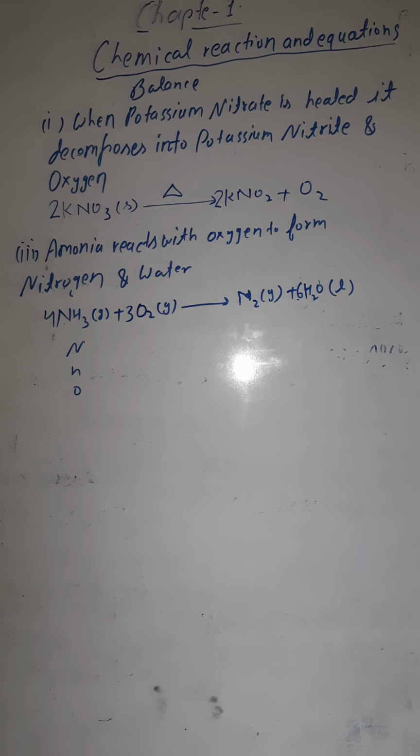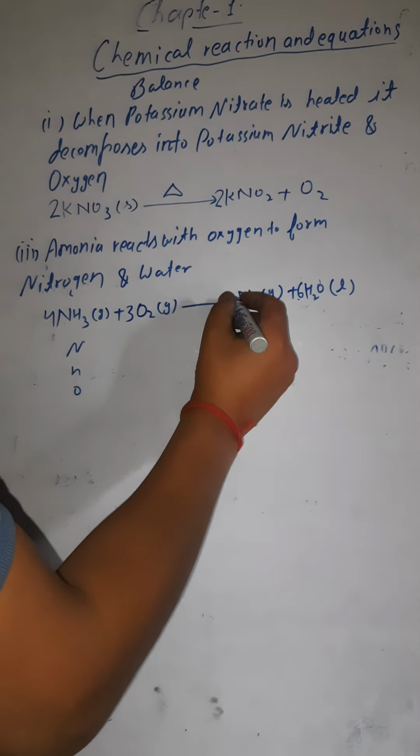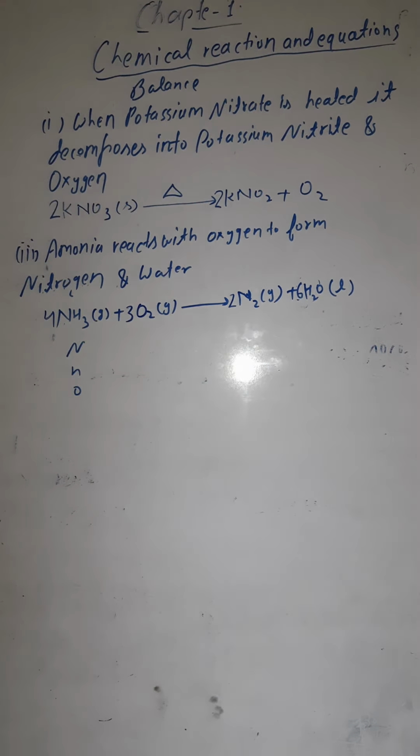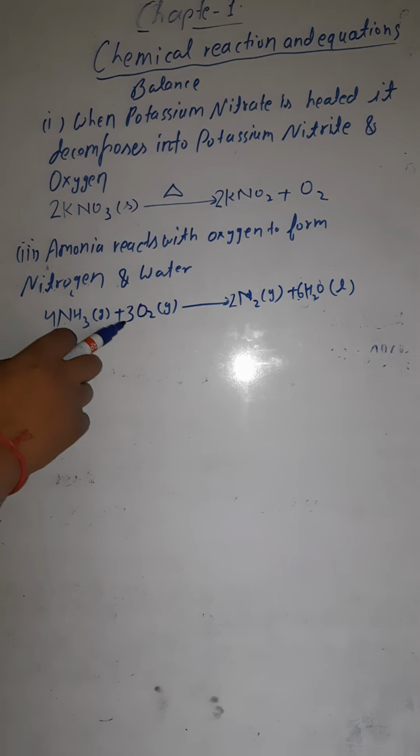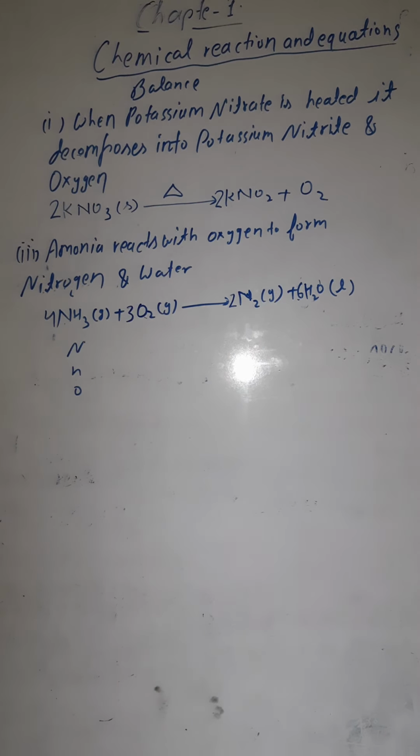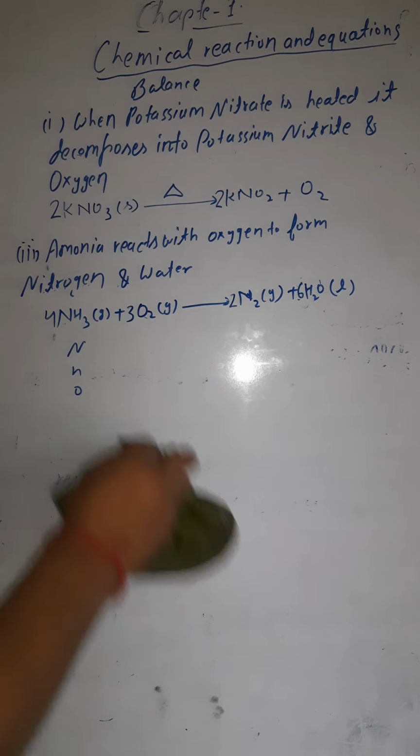But now nitrogen has become unbalanced. 4 nitrogen atoms here, only 2 there. So we need to multiply here by 2. Now I think all have been balanced. Let's check again. Nitrogen 4, 2 to the 4. Hydrogen 4 times 3 is 12, 6 to the 12. Now let's check oxygen, 3 to the 6, and it's 6. It's a balanced chemical equation.